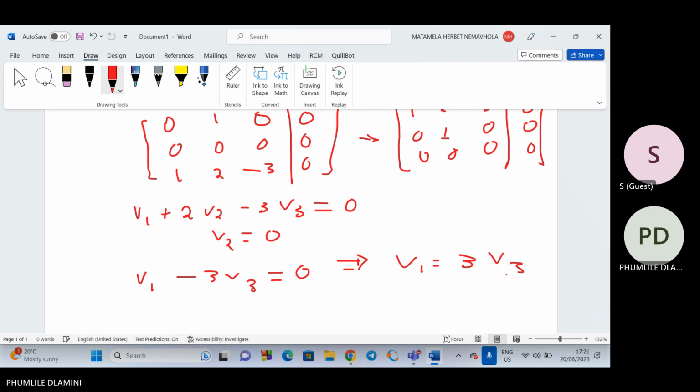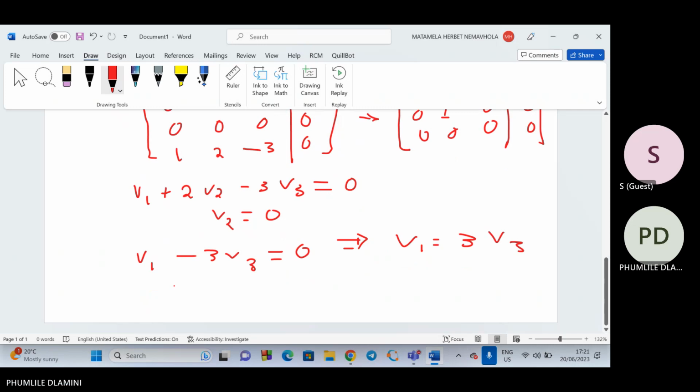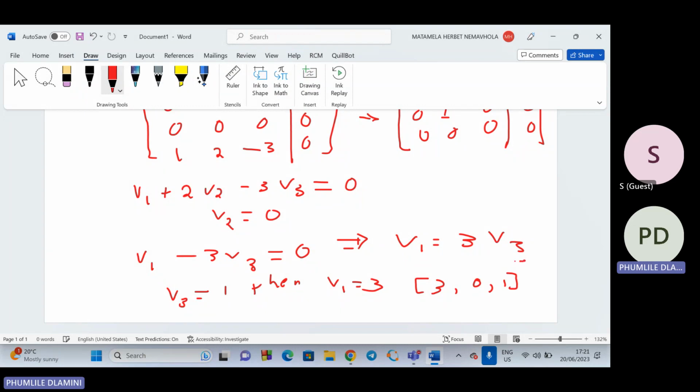V3. So now if we let V3 equals to 1, then we know that our V1 is going to be equals to 3. So we will have a matrix. I will write it in terms of transpose. Our V1 is going to be 3, and our V2, it was 0, and our V3, it was 1. So this one is in form of a transpose matrix.